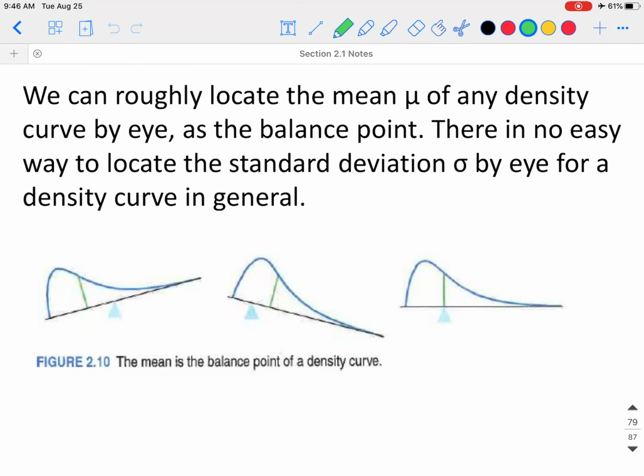We can roughly locate the mean, mu, of a density curve by eye as the balancing point. There is no easy way to locate the standard deviation sigma by eye for a density curve in general.